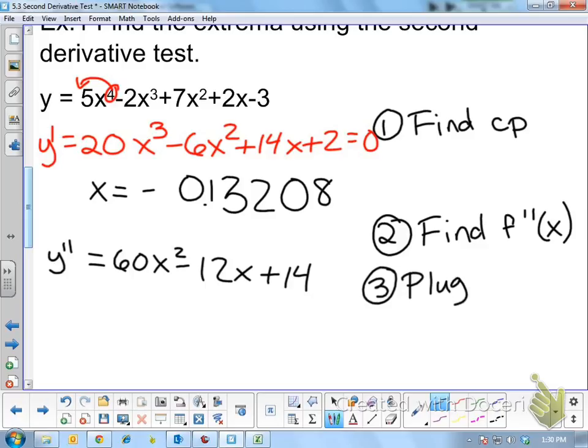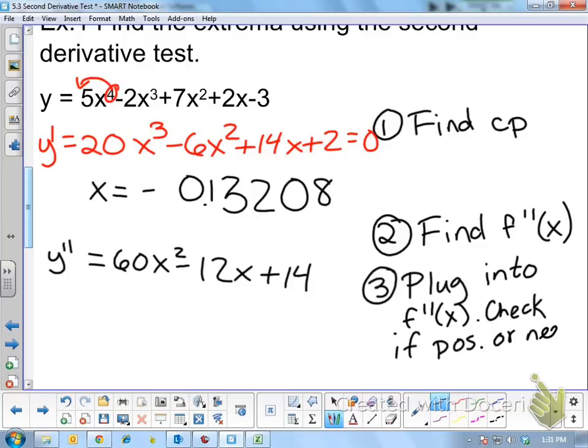So then, if we want to find concavity at this value, we want to plug this value into f double prime. If we know if this answer is positive or negative, then it can tell us the concavity. So plug into f double prime of x. And again, we don't care what the actual value is. It could be 5 million. I don't care, as long as we check for the sign. We want to check if it's positive or negative.